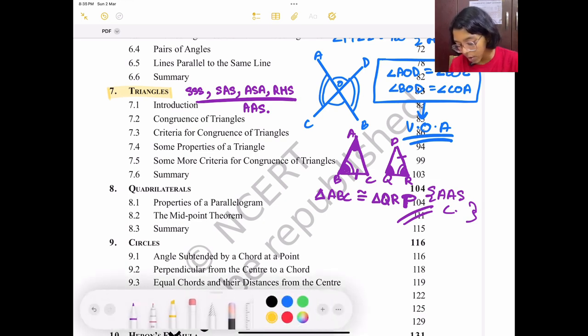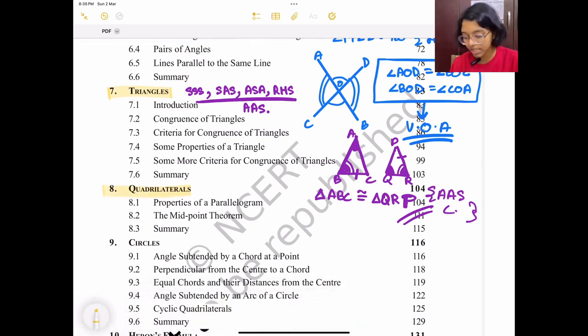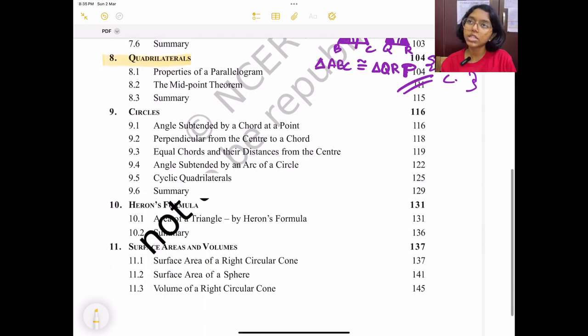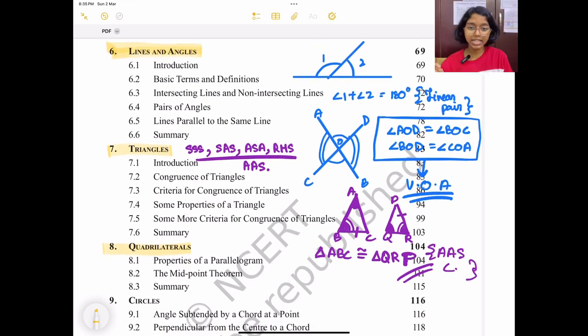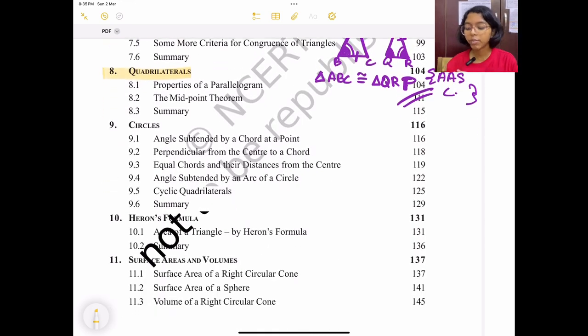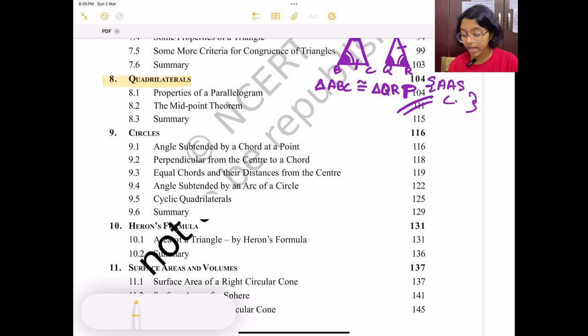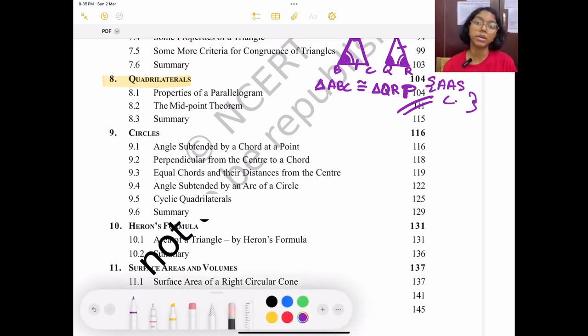Next we have quadrilaterals. So here, in quadrilaterals, you have a few properties for parallelogram. You have the same properties for triangles as well. Then you have the midpoint theorem. It's a very important theorem. Okay, what's the midpoint theorem?